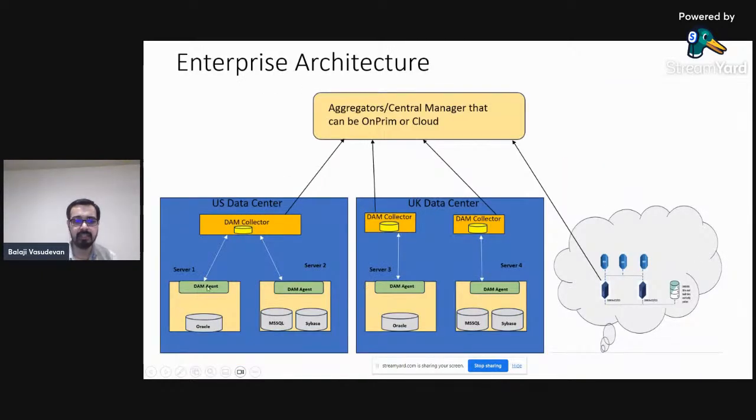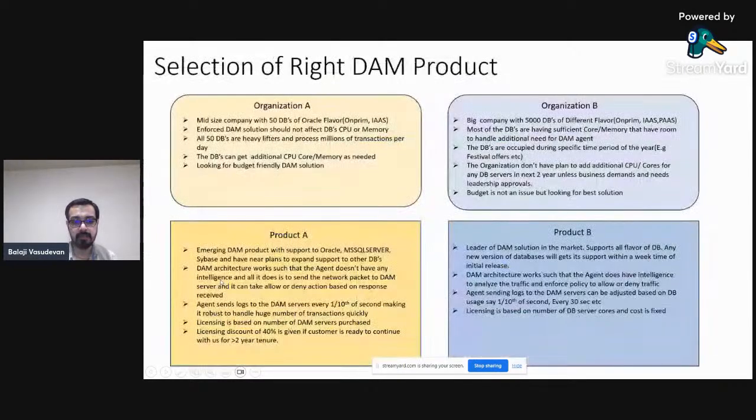All that it does is send to the server, and then the DAM server sends back the response. In that way, I'm not going to cause any latency to your CPUs or your database servers. And the third one is that the agent sends logs to the DAM server every 1/10 of a second. I need this performance to handle millions of transactions per day. Let's say there are millions of transactions happening. I should have a robust tool that is able to respond to all million transactions within the stipulated time. If not, there's going to be a performance lag.